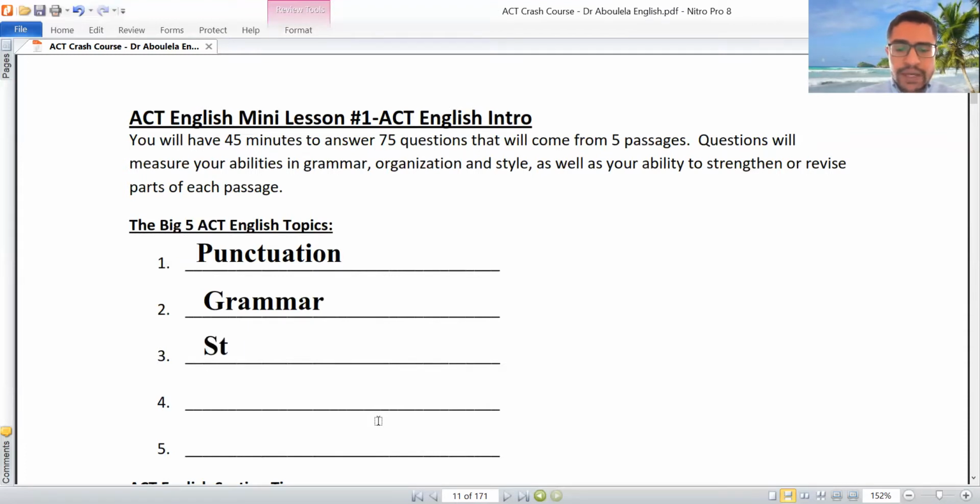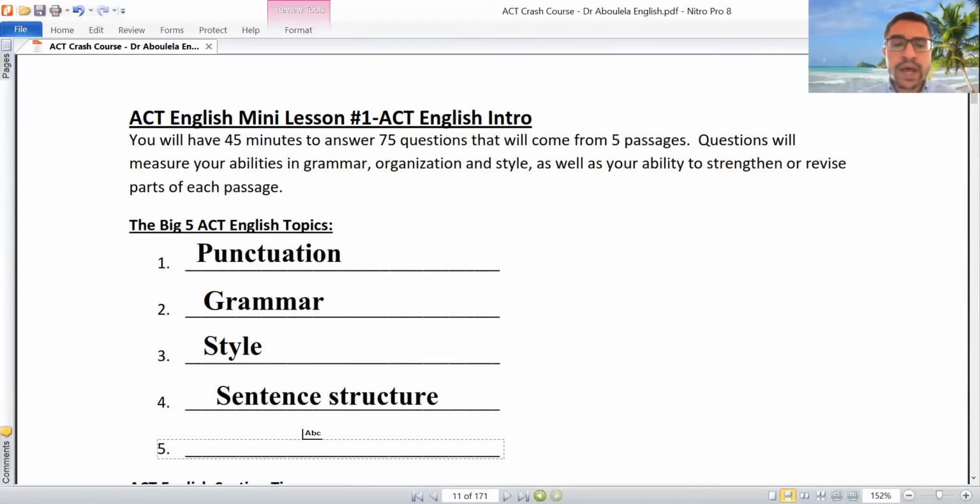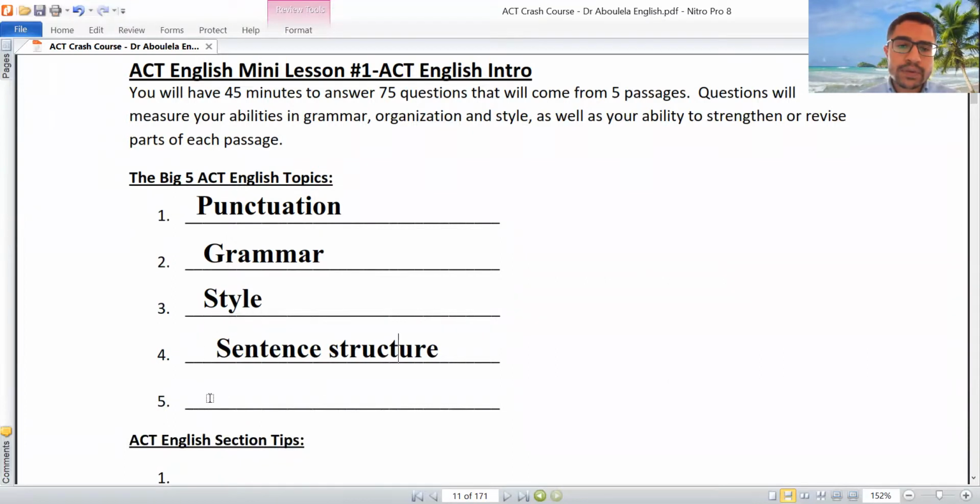And then style, the writing style, formal, informal. And then you have sentence structure. Mistakes like run-on sentences, comma splice, parallel structure. And finally, organization and clarity. So are the ideas clear?